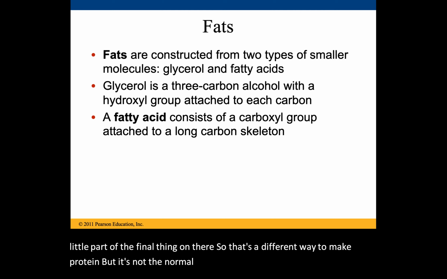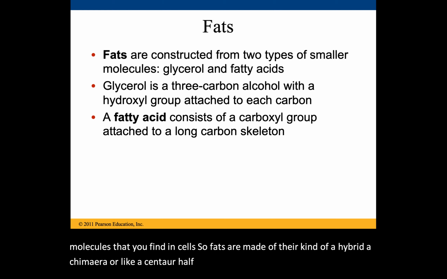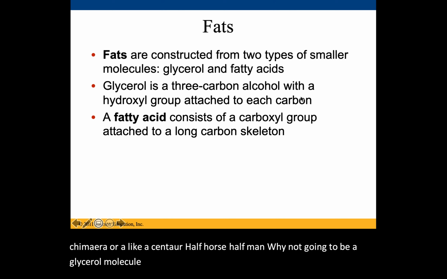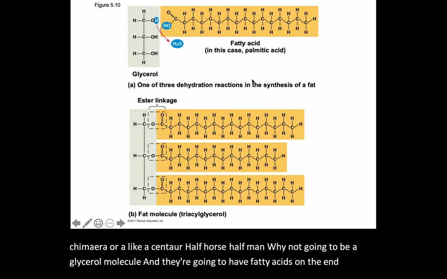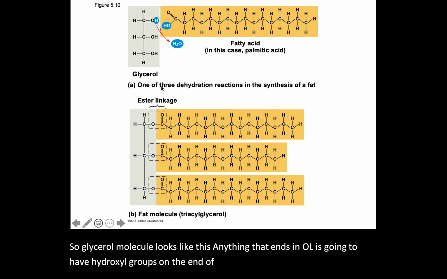Okay, some other just sort of normal molecules that you'll find in cells. So fats are kind of a hybrid, like a chimera, or like a centaur, half horse, half man, why not? They're going to be a glycerol molecule, and they're going to have fatty acids on the end of it. So a glycerol molecule looks like this. Anything that ends in -OL is going to have hydroxyl groups on the end of it, and it's basically an alcohol.